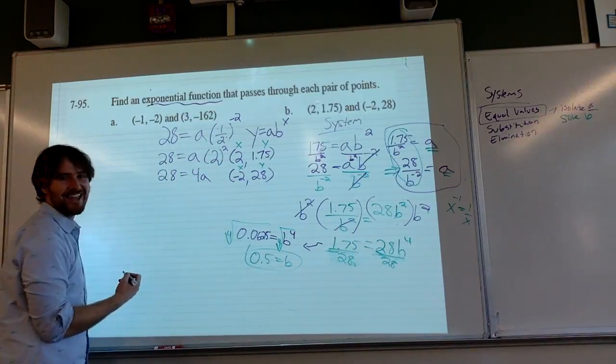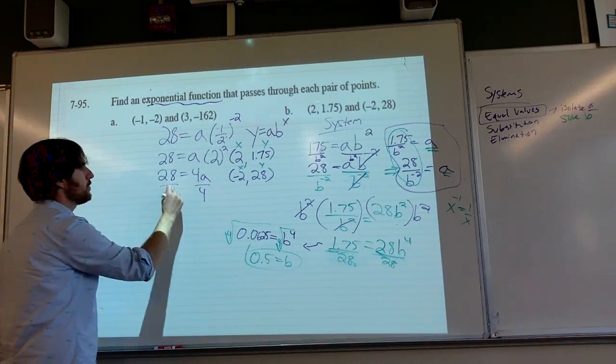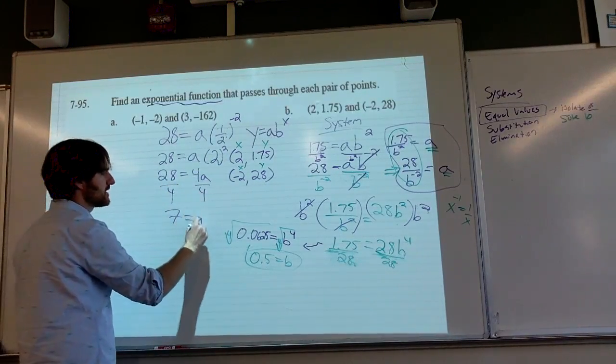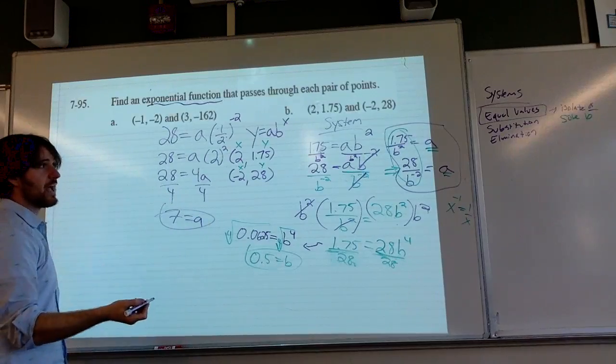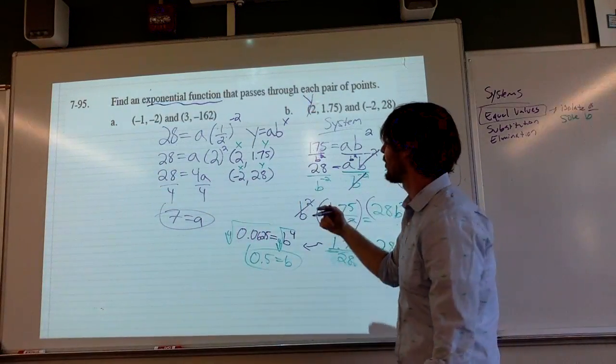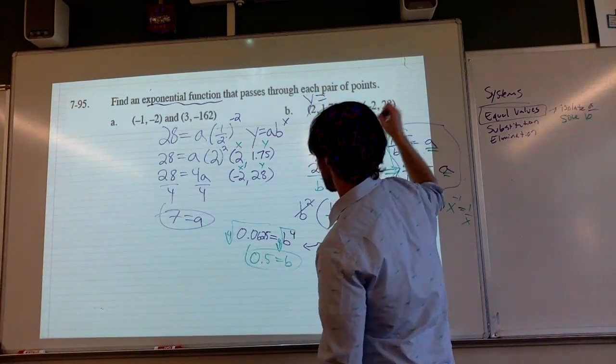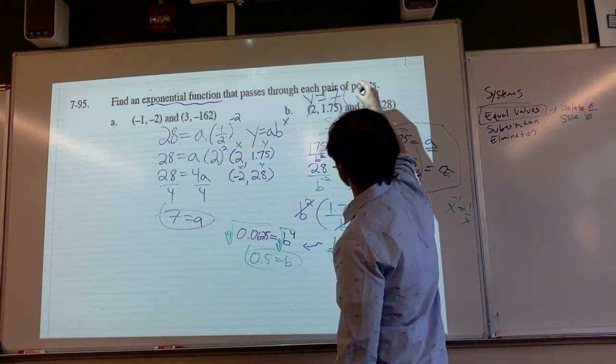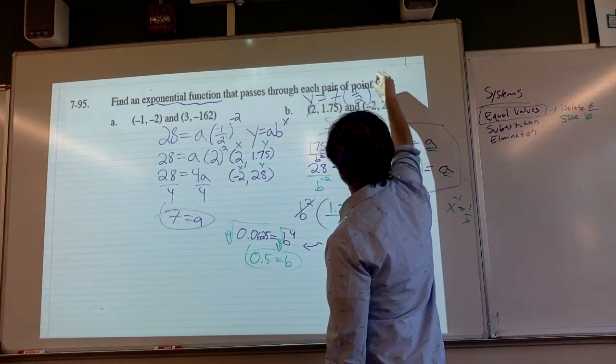I get 4a. Divide both sides by 4. I get 7 equal to a. And voila, we got our answer here. I don't want to just see this as your answer. Come on, guys, show me your work when you turn in your homework tomorrow. My answer here is y equals 7 times 1/2 to the x power.